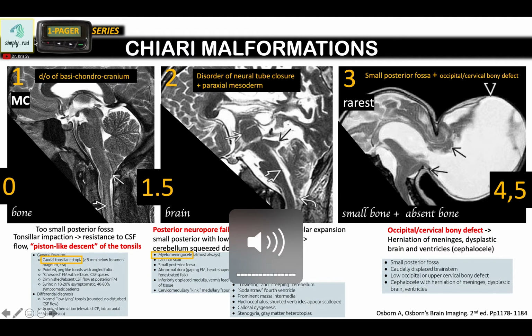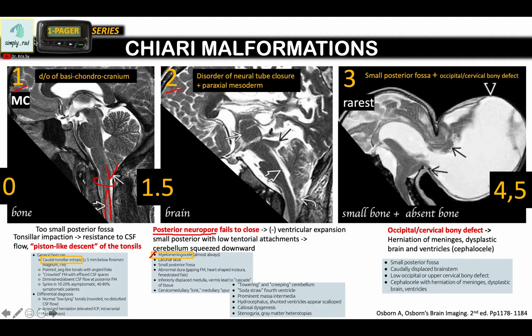Now for the Chiari variants. So, if Chiari 1 is characterized by tonsillar ectopia and a syrinx and crowding of the foramen magnum, and Chiari 2 is characterized by a myelomeningocele because you have a posterior neuropore failure to close.